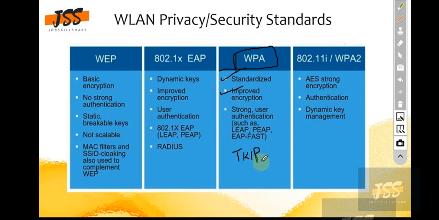TKIP basically uses, as we know WEP uses 40 bit, but in TKIP they made it more advanced and used 64 all the way to 128 bit of encryption.